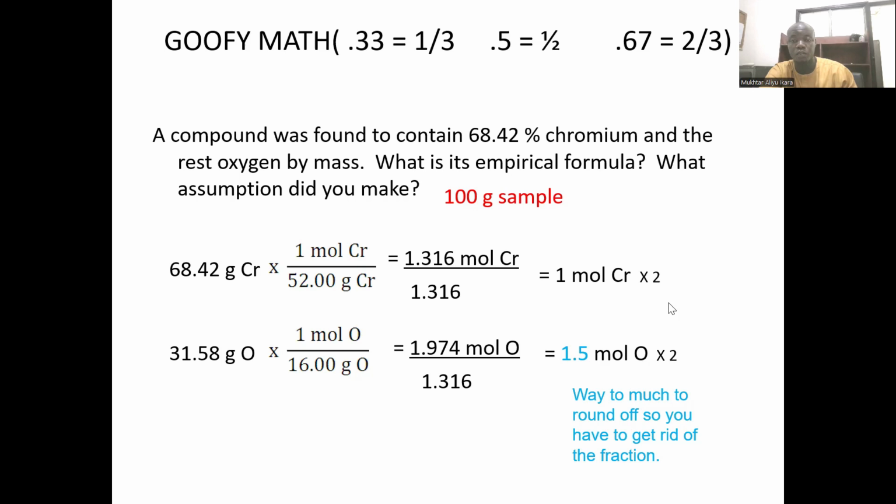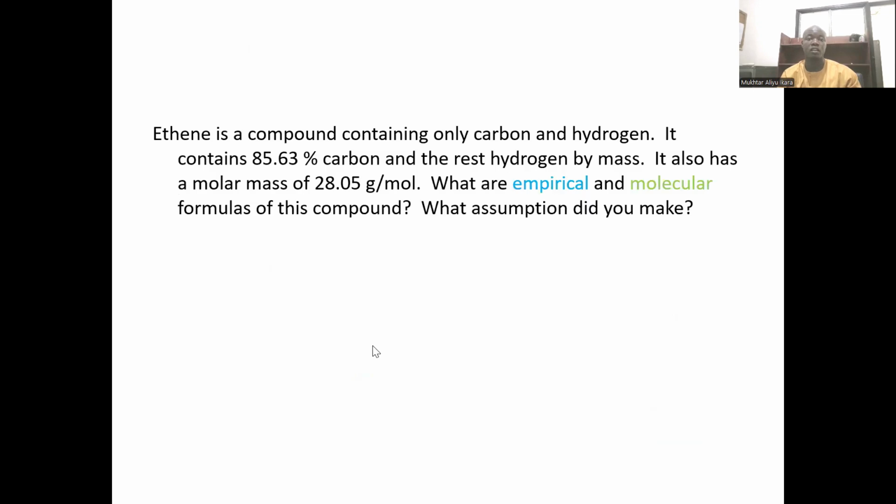So when you multiply it by 2, we are going to have the ratio of chromium as 2 and that of the oxygen to be 3. So at the end, we are going to have Cr2O3 as the empirical formula. So this is also another example.